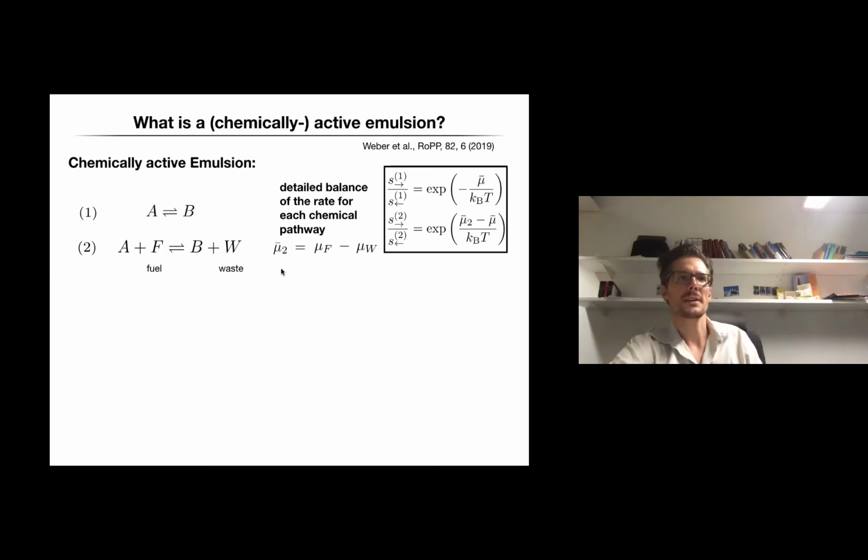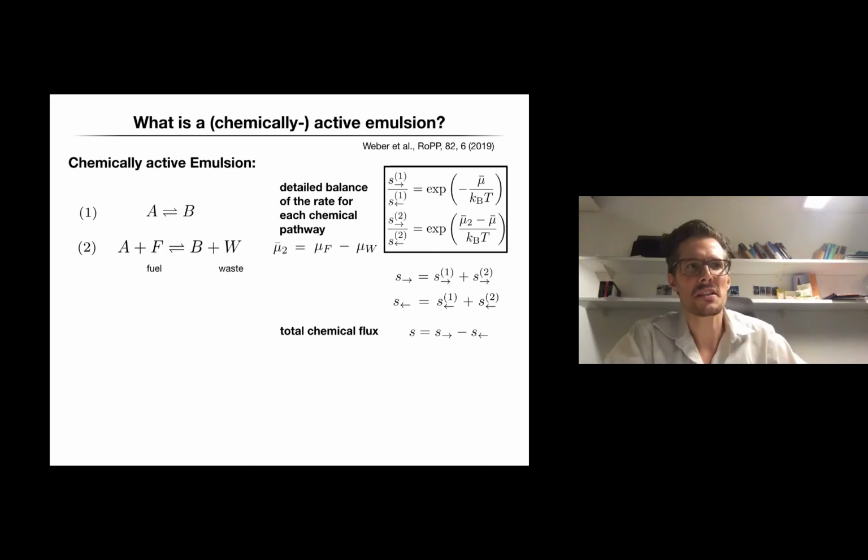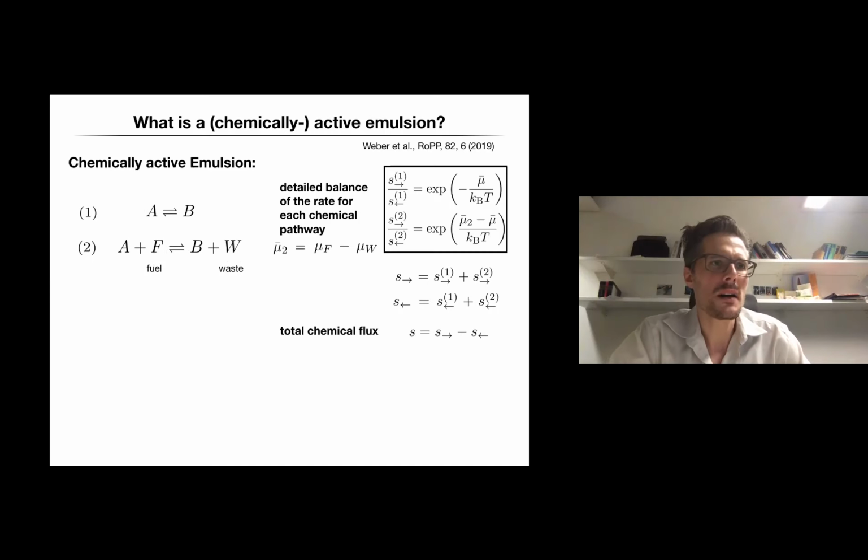And now let's do the following. We can do a little trick, of course. We can write the forward fluxes in terms of the two pathways, the backward flux with the two pathways, etc.